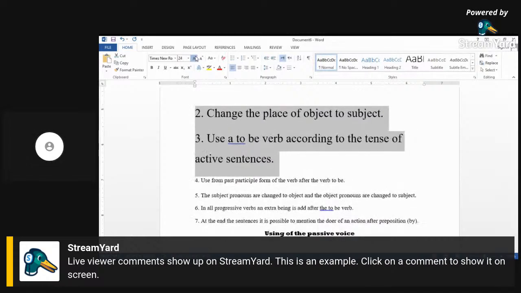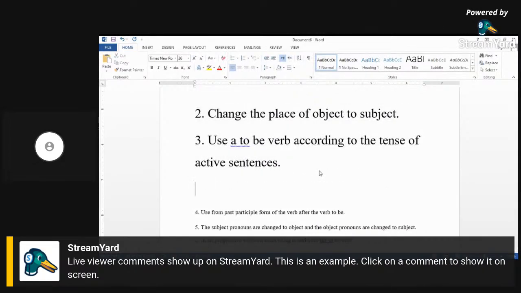Change the place, the second rule or the second step: change the place of subject, change the place of object to subject. We bring the object at the beginning of the sentence.